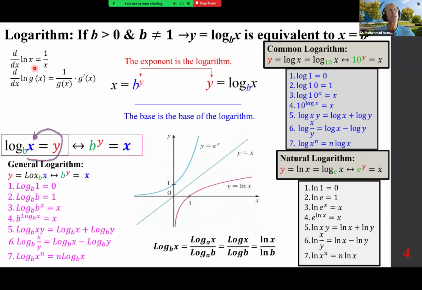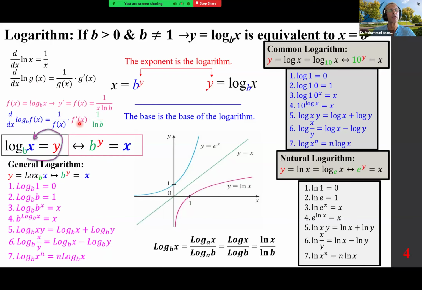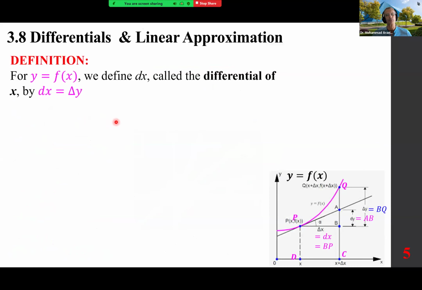We looked at differentiation. The derivative of ln x is 1 over x. Ln of g of x is 1 over g of x times g prime of x. And if the base is anything other than e, we also tag along 1 over ln b. So if you look at this one, the derivative of log f of x base b is 1 over f of x, flip it over, times f prime of x by the chain rule, and 1 over ln b by the change of base formula.